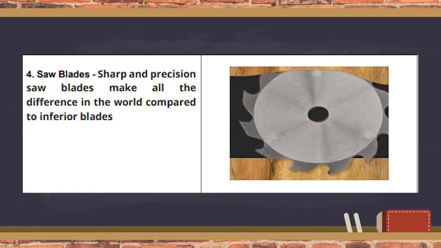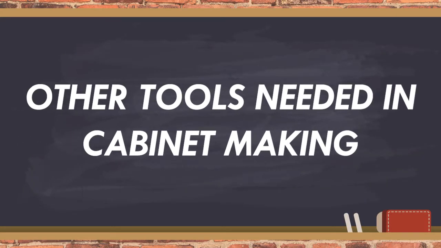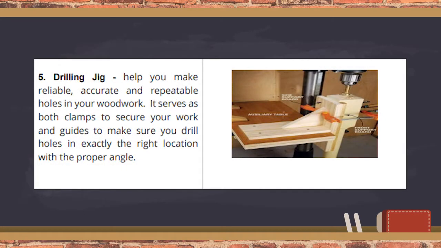And lastly, we got saw blades. Sharp and precision saw blades make all the difference in the world compared to inferior blades. Now, let's go into the other tools needed in cabinet making. Drilling jig helps you make reliable, accurate, and repeatable holes in your woodwork. It serves as both clamps to secure your work and guides to make sure you drill holes in exactly the right location with the proper angle.